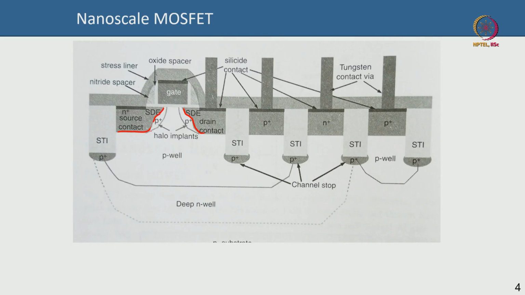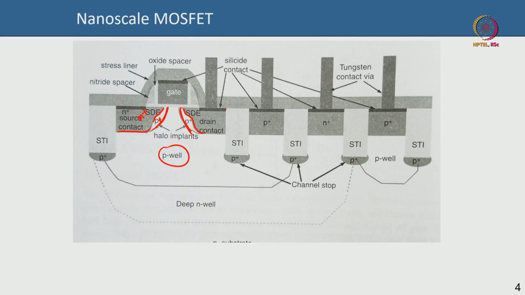Okay, and you can see the shaded line here, that's the halo implant, which means there is a high doping of the same polarity, that is the p type doping. This is n plus doping, but this is p plus doping. Okay, high p type doping near the source and drain diffusion region, but not in the core channel. Okay, that's called halo implant.